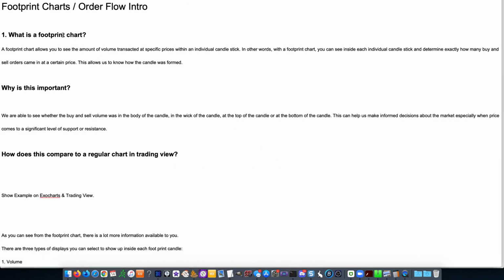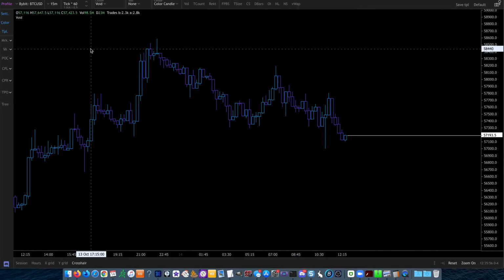First of all, a footprint chart allows you to see the amount of volume that is transacted at specific prices within an individual candlestick. In other words, with a footprint chart, you can see inside each individual candlestick and determine exactly how many buy and sell orders came in at a certain price. And this allows us to know how the candle was formed.